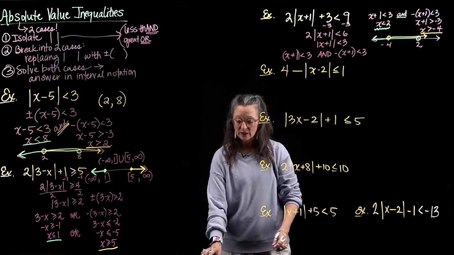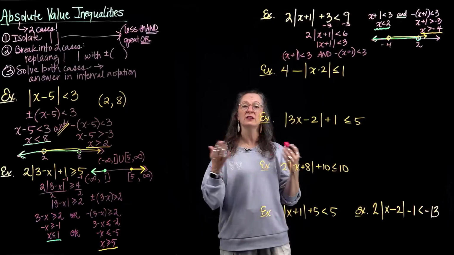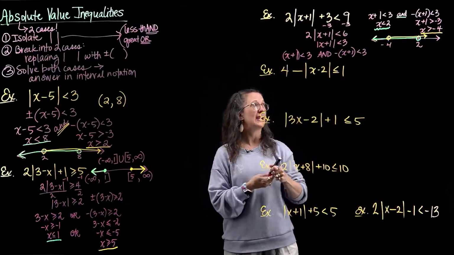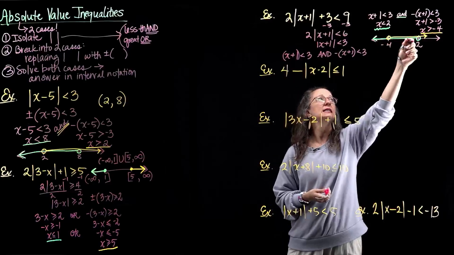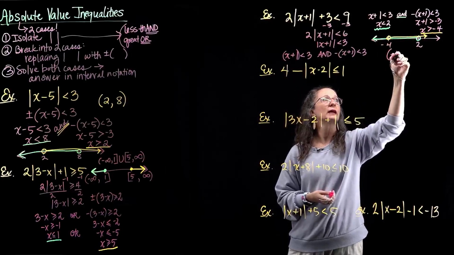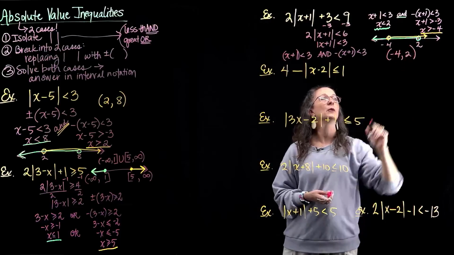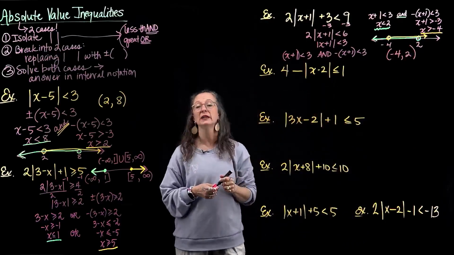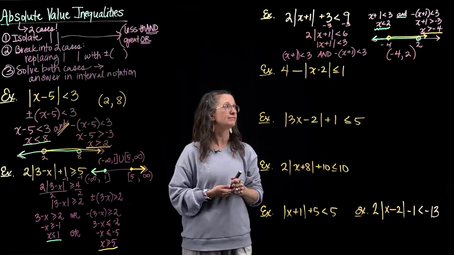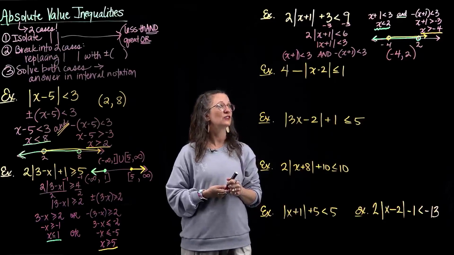Notice that the piece of the graph that was shaded both times, because we're looking for the and situation, is negative 4 to 2. So my answer would be parentheses, negative 4, comma, 2, close parentheses in interval notation.